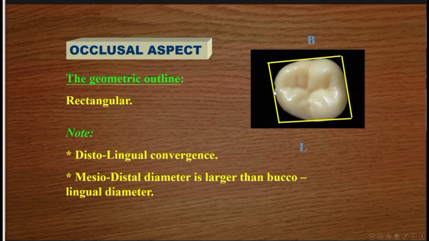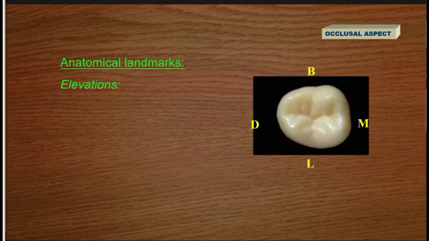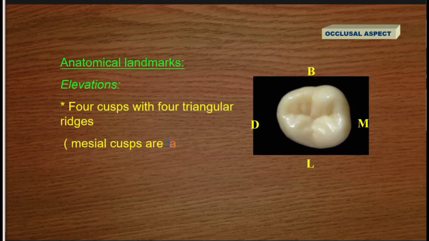Landmarks, elevations. Four cusps with four triangular ridges are present. Mesial cusps are larger than the distal cusps. These are the mesial cusps. So mesial cusps are larger than the distal cusps because distally there is convergency, so less space for the cusp. So distal cusps are smaller than the mesial cusps. Mesiobuccal, mesiolingual, distal.